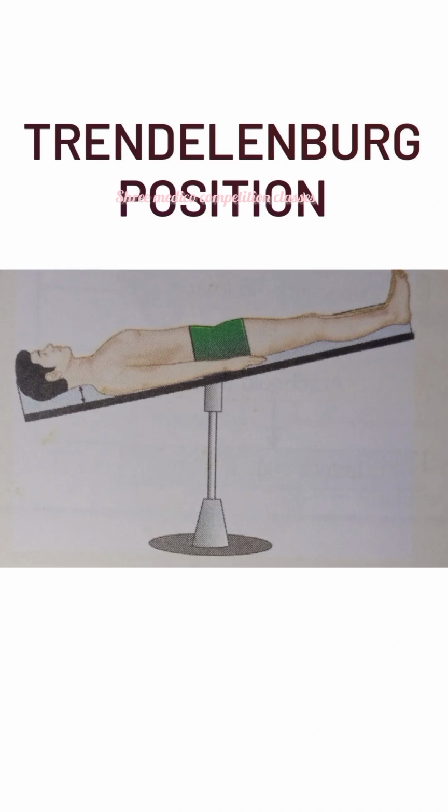Now, the third position is the Trendelenburg position. In this position, the patient is lying on the back with arms at the sides. The bed is positioned in such a way that the head of the bed is lower than the foot of the patient, and there is no flexion at the waist level. It is something like an inclined plane, but here the ends are free.